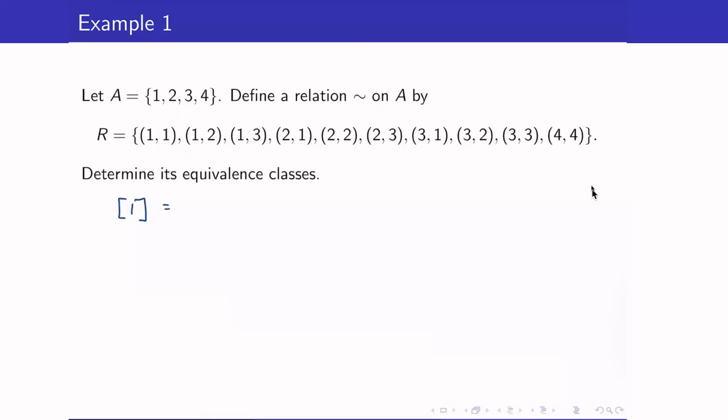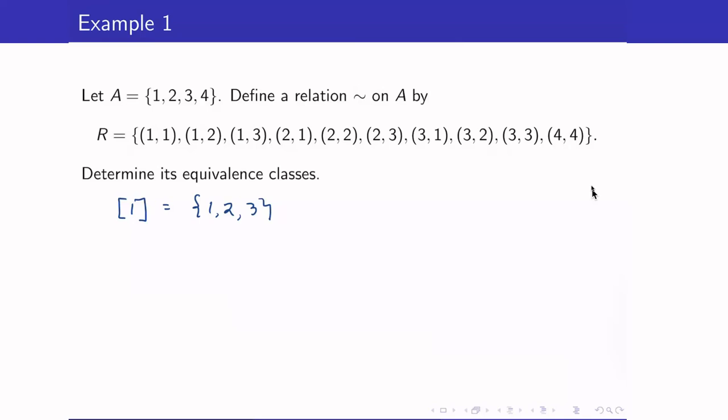So by definition, this is the set of all elements that are related to 1. If we look at our ordered pairs here, these are the ordered pairs containing 1 as the first coordinate, right? So therefore, what are the elements in A that are related to 1? We have 1, 2, and 3.